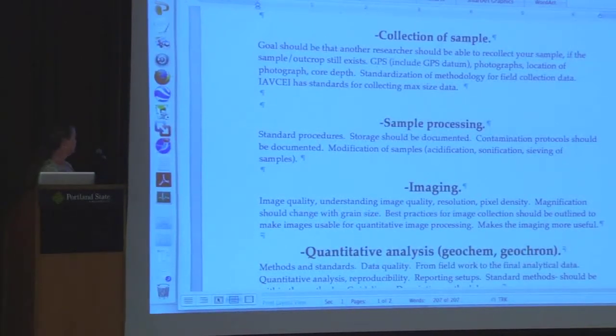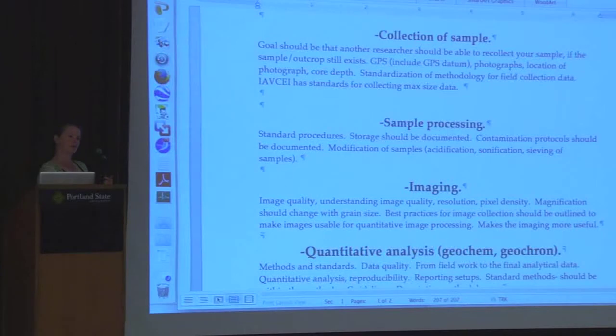But, and then one thing that I hadn't really thought about, but one person at our table brought up, is the concept of imaging. You know, we all image our samples in lots of different ways, and I always think of imaging as a qualitative tool. You know, you image it so you can look at it and see what it looks like. But one of the people at our table brought up the concept that really image processing makes imaging a quantitative tool.